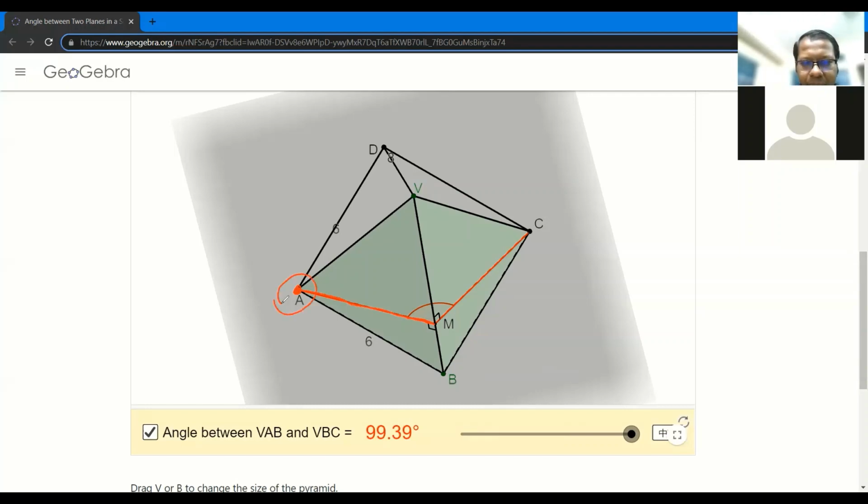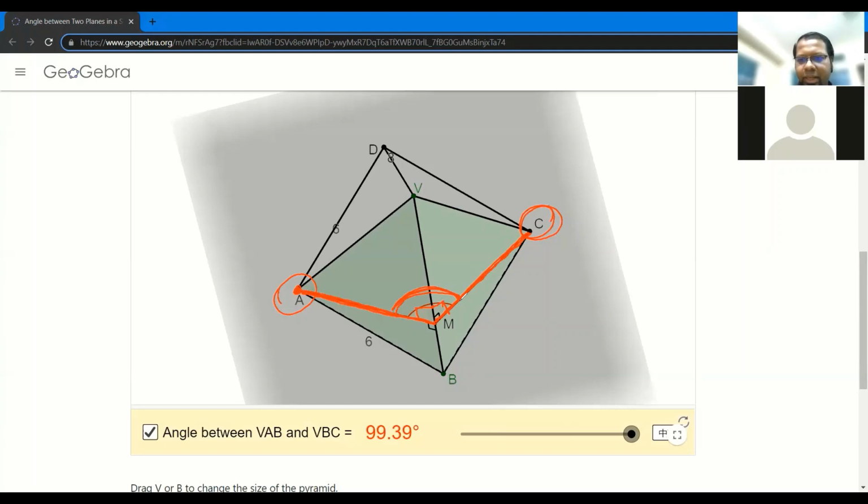So from point A, you have to draw a perpendicular line to that connecting edge between the two surfaces. And from point C, you need to draw a perpendicular line to the connecting edge, and these two lines are going to intersect at M. And it has to be perpendicular. Okay, now you have to mathematically or geometrically, in any way possible, find this angle.